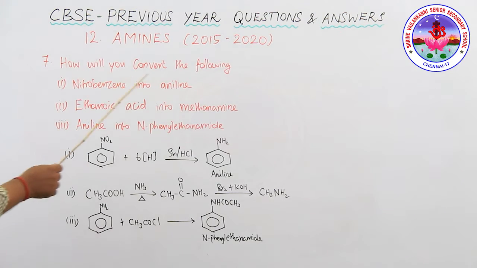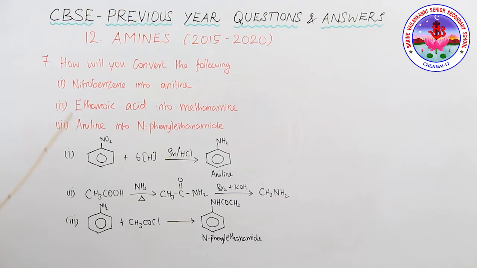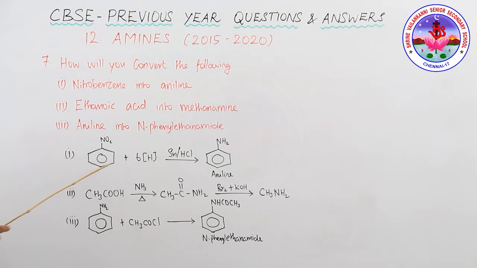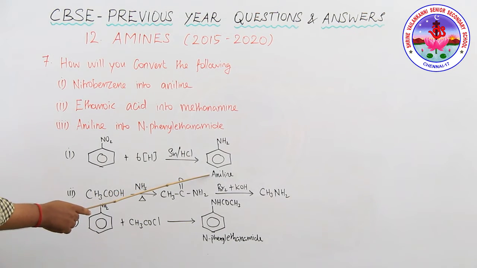How will you carry out the following conversions? First, nitrobenzene to aniline. Second, ethanoic acid, that is acetic acid, to methanamine. Third, aniline into N-phenyl ethanamide. First, nitrobenzene to aniline. The nitrobenzene undergoes a reduction process in the presence of tin and HCl to convert to aniline.